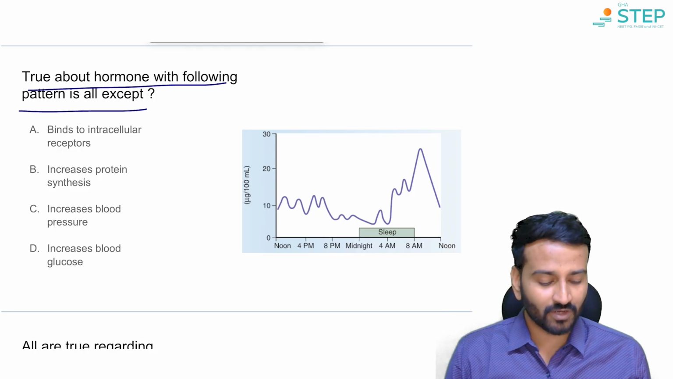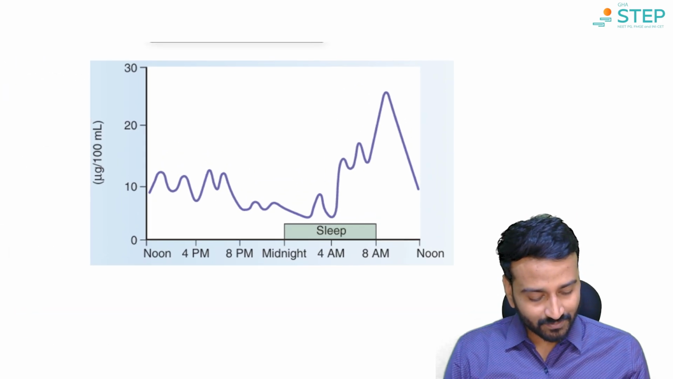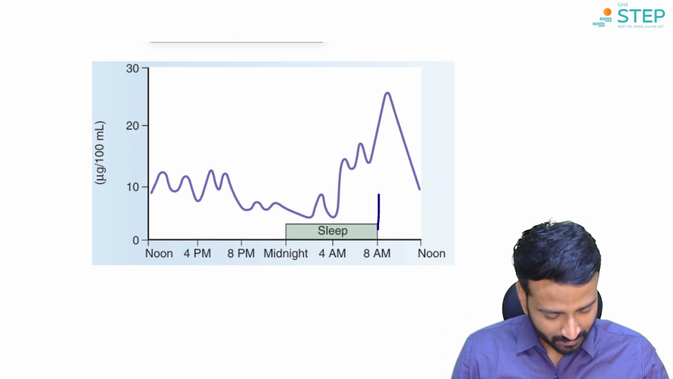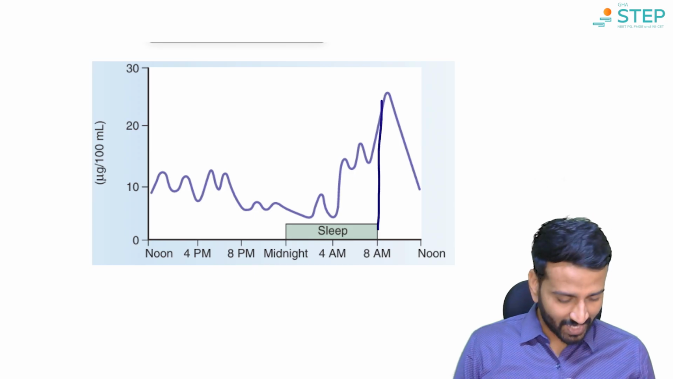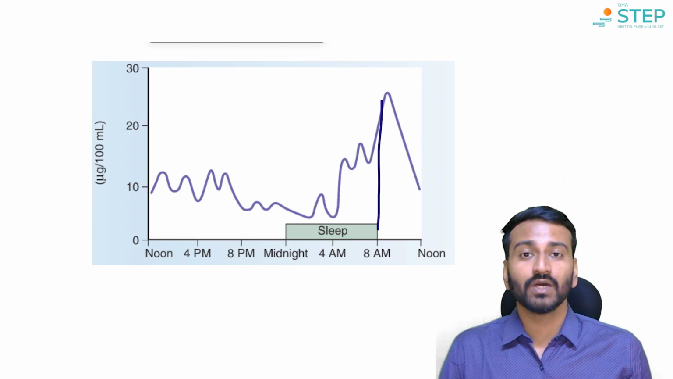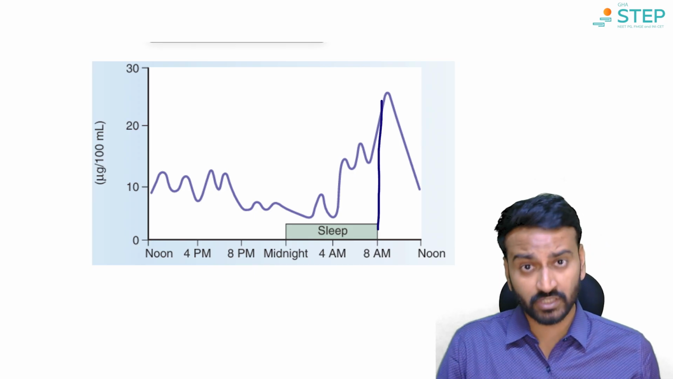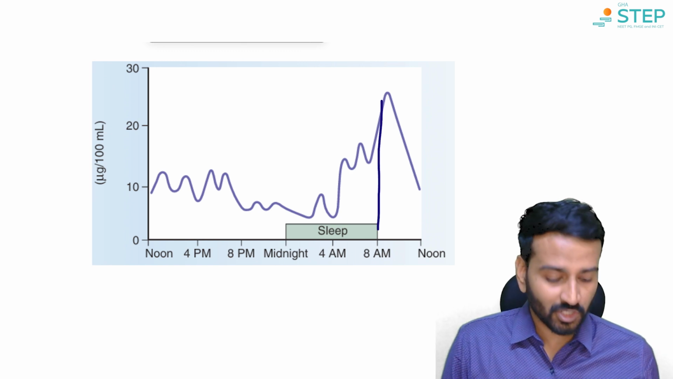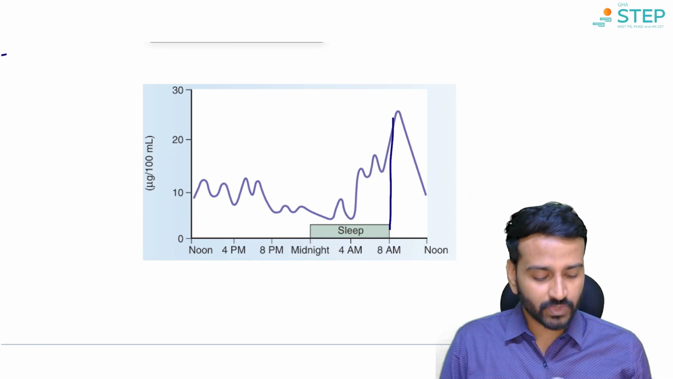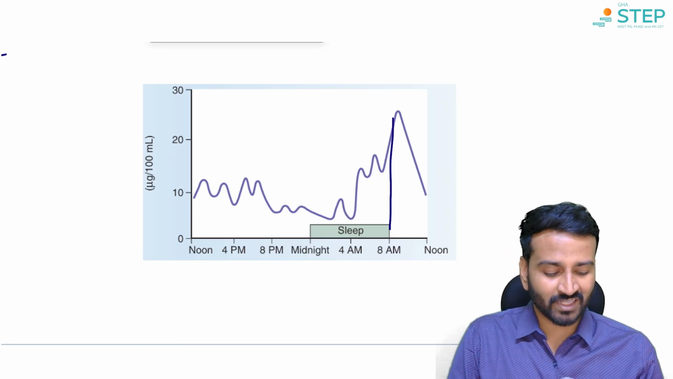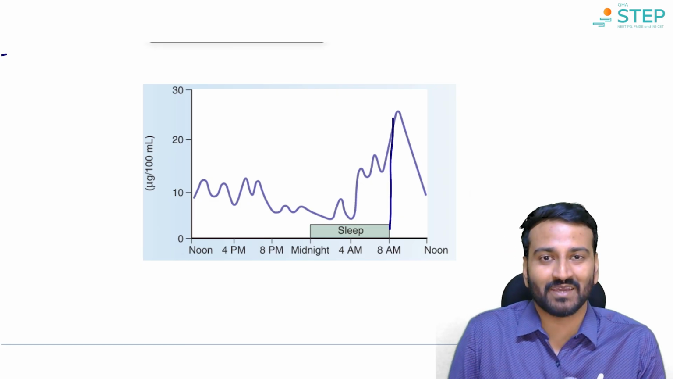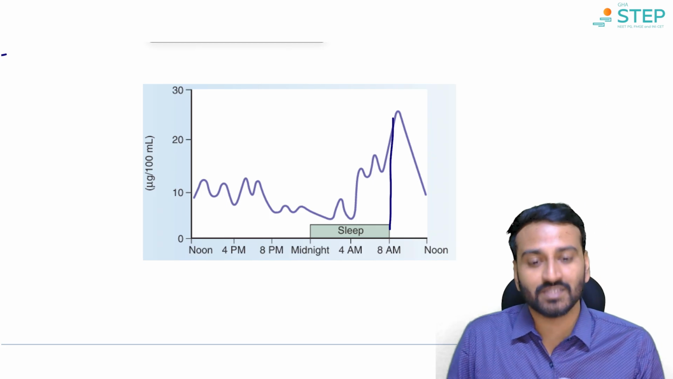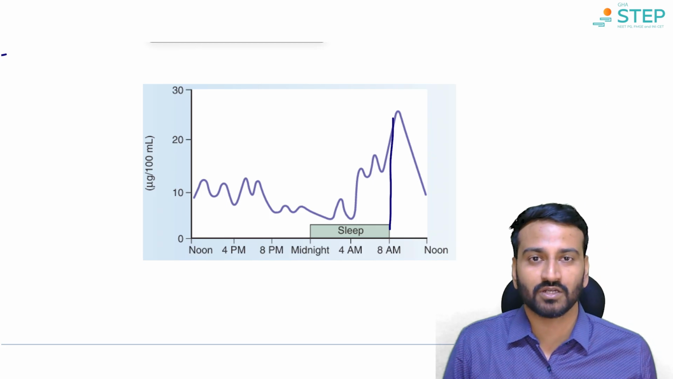This is also a very good graph showing a diurnal variation of a hormone. At 8 a.m. there is a surge. Usually when we are suspecting Cushing's or something, we will ask for 8 a.m. cortisol. So the main hormone which is increasing after sunrise, that is around 8 a.m., is cortisol, and during early hours is TSH or T3 T4.